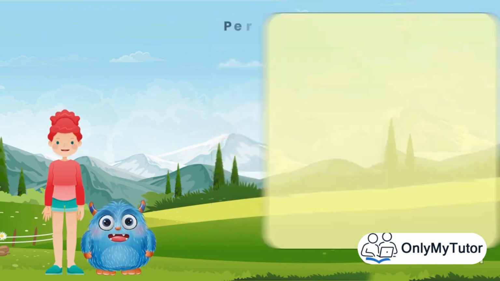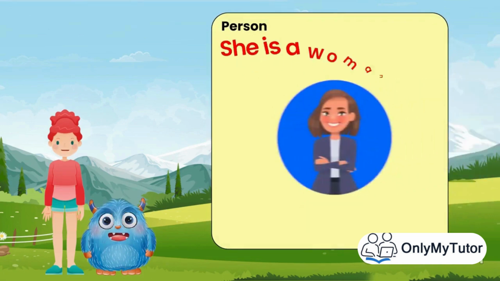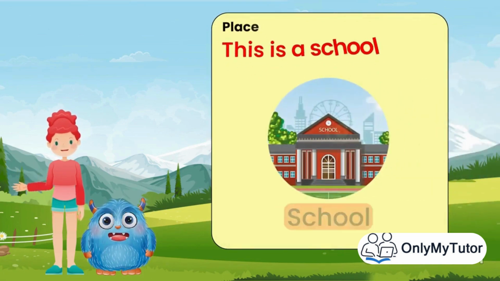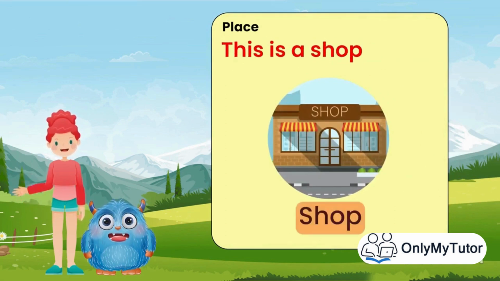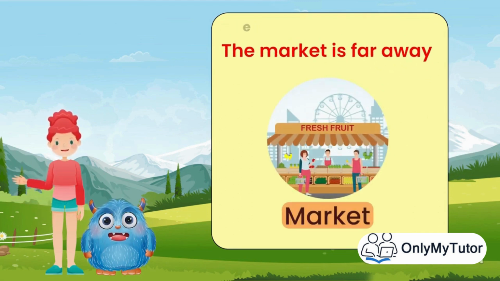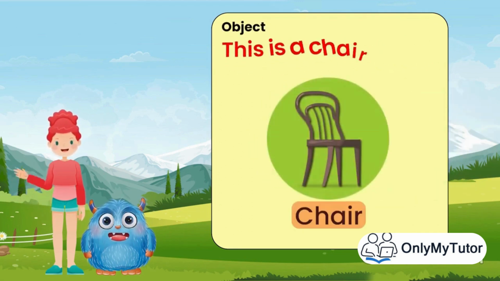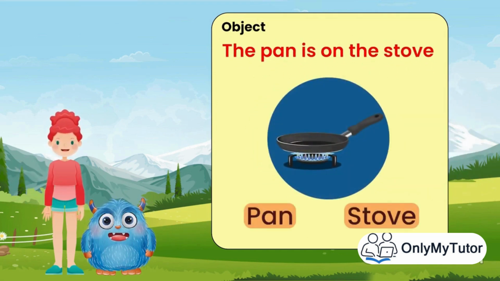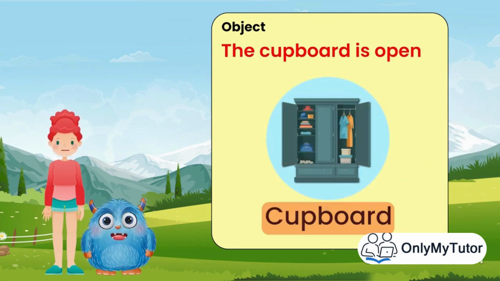Shall we take a look? He is a man. She is a woman. This is a school. This is a shop. The hospital is nearby. The market is far away. This is a book. This is a chair. The pan is on the stove. The cupboard is open. Whoa, that's a lot of nouns.